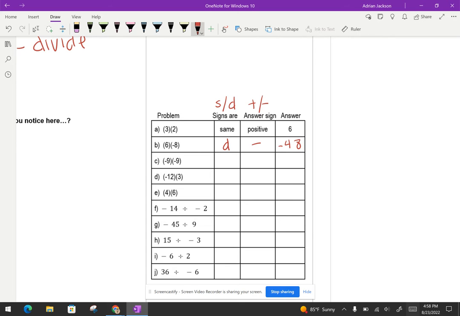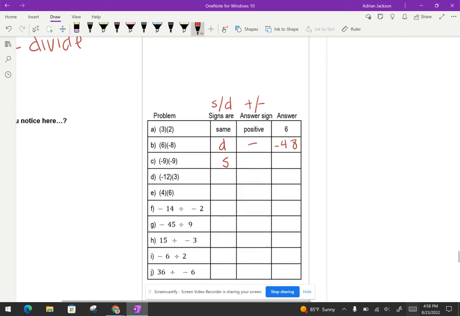Negative 9 times negative 9. The signs are the same. If I do that in the calculator, I'm going to get positive 81. So my answer sign is positive. Negative 12 times 3. The signs are different. The answer is negative 36, which means that my answer sign is negative. And then 6 times 4. Signs are the same. The answer is 24, positive.